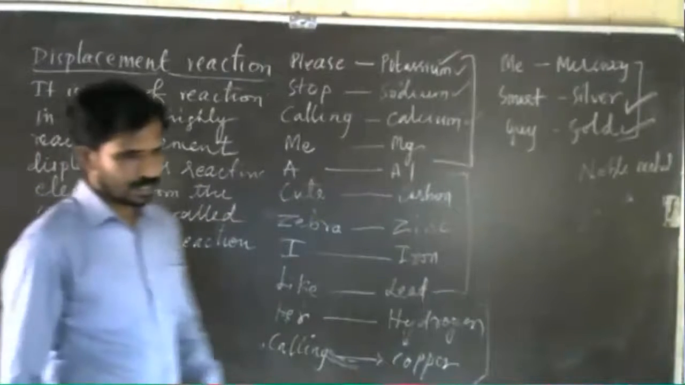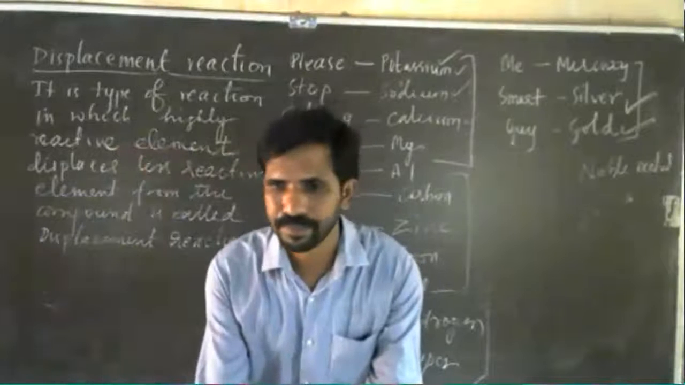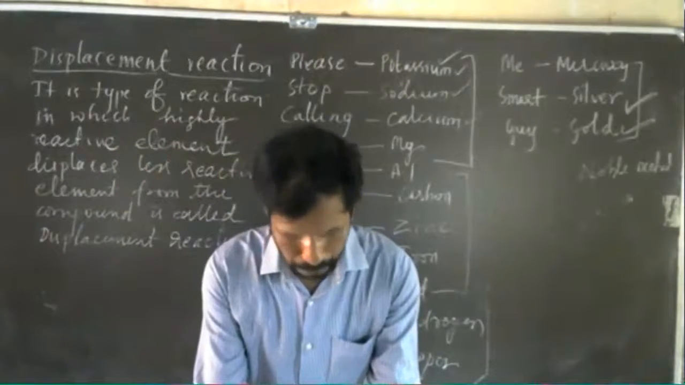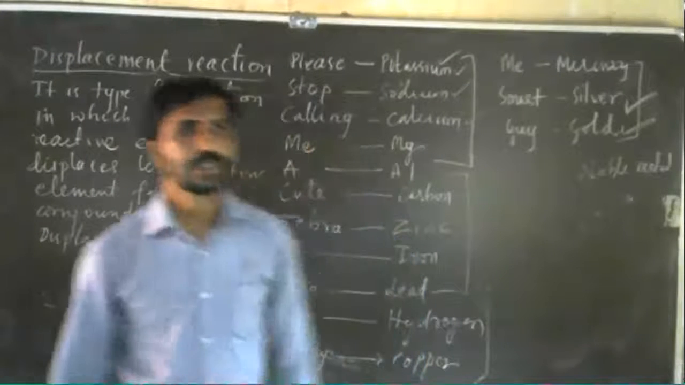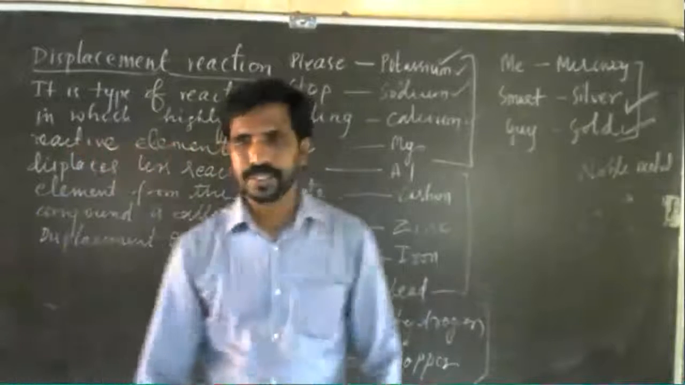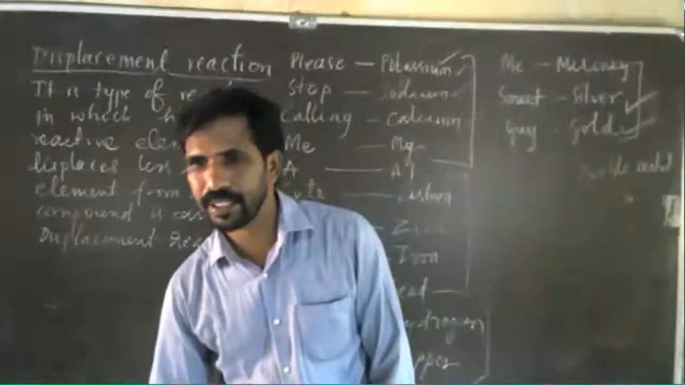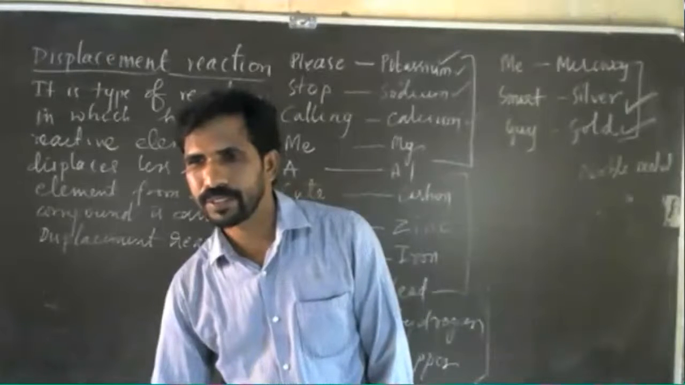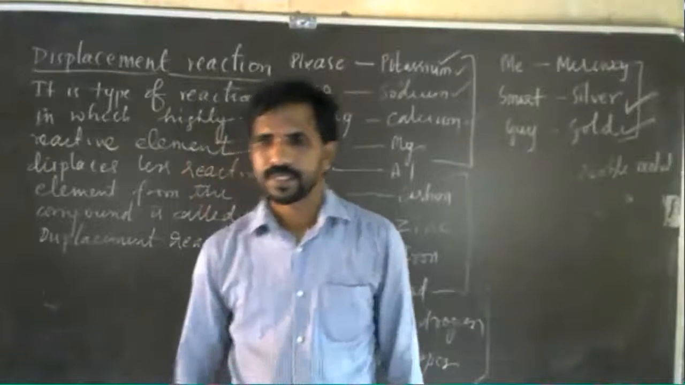Usually these are called noble metals, silver and gold. We call them noble metals because they do not react with other elements. They are low reactive elements. Is it clear? Any doubt you have?